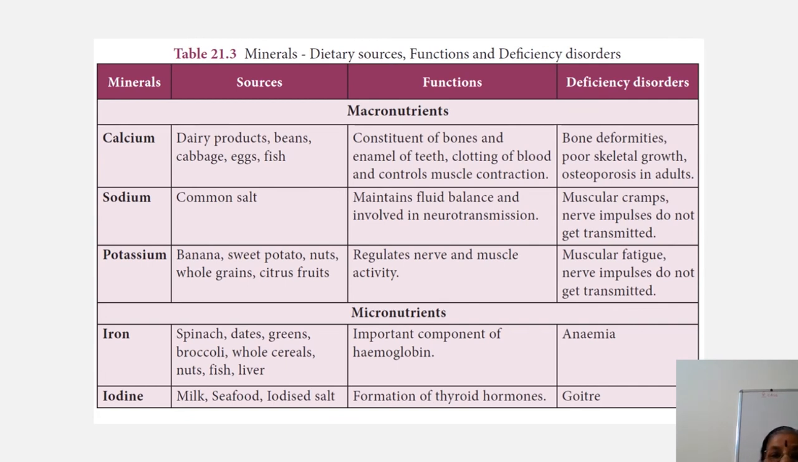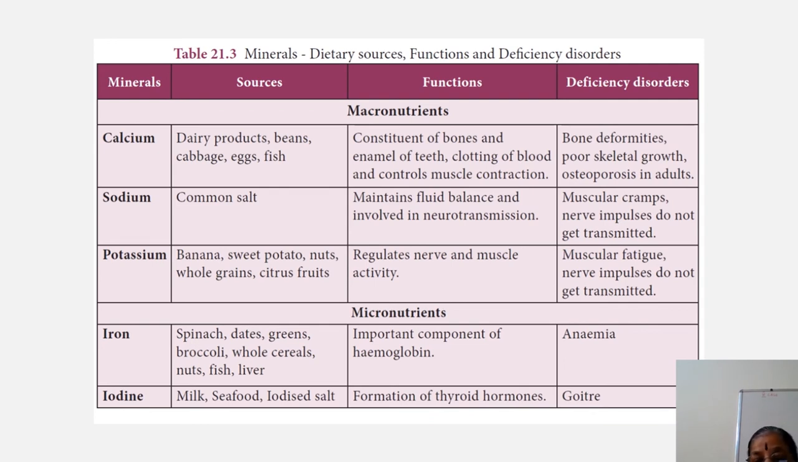And potassium is present in banana, sweet potato, nuts, whole grain, and citrus fruit. It again regulates nerve and muscle activity. Muscular fatigue means the muscles get tired, fully exhausted, and nerve impulses do not get transmitted. These macronutrients are calcium, sodium and potassium.